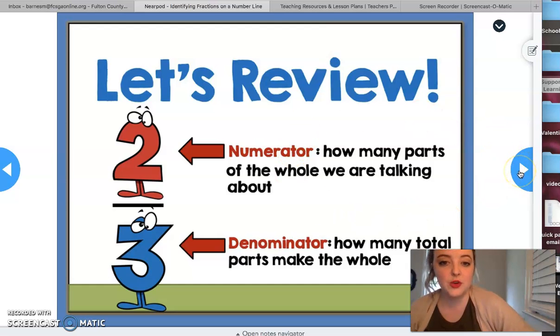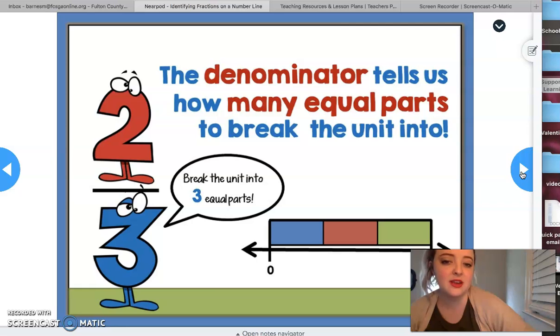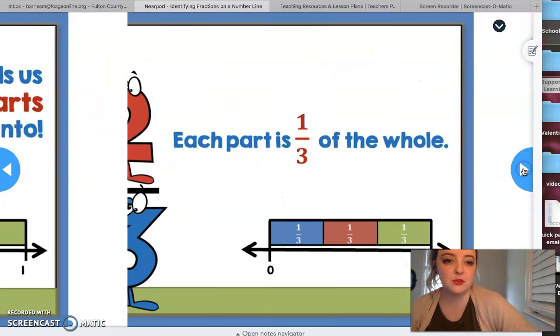It's got a great little review of the numerator and the denominator. Remember, denominator down. So denominator is the down number. And the denominator is the total number of parts. So here's what I referenced yesterday. If you're having trouble visualizing that number line with just the lines on it, here they actually drew it into a box to show you that it's just like a rectangle partitioned into parts.